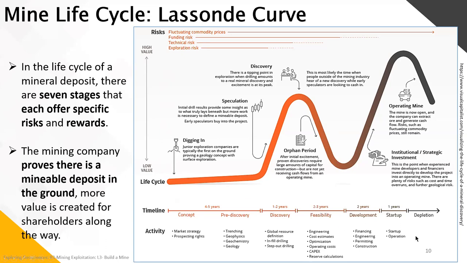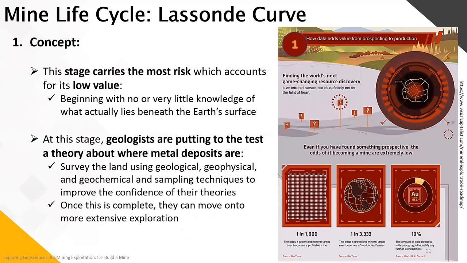So in the life cycle of a mineral deposit, there are seven stages that each offer specific risks and rewards. The mining company proves there is a mineable deposit in the ground, and more value is created for shareholders along the way. So the first step is the concept, before going on the field, before doing any prospecting and exploration work. This stage carries the most risk, which accounts for its low value, beginning with no or very little knowledge of what actually lies beneath the Earth's surface.